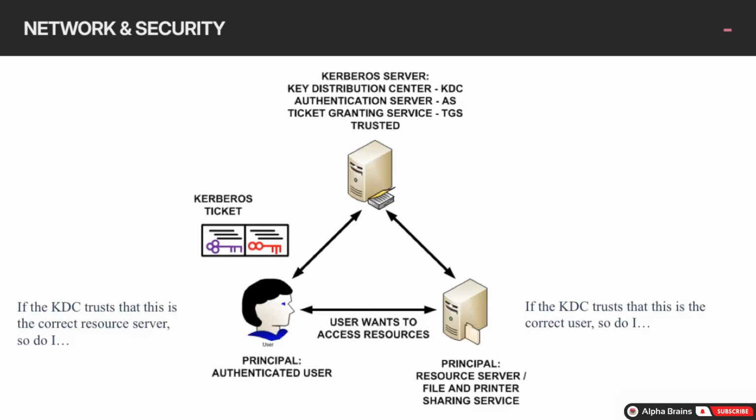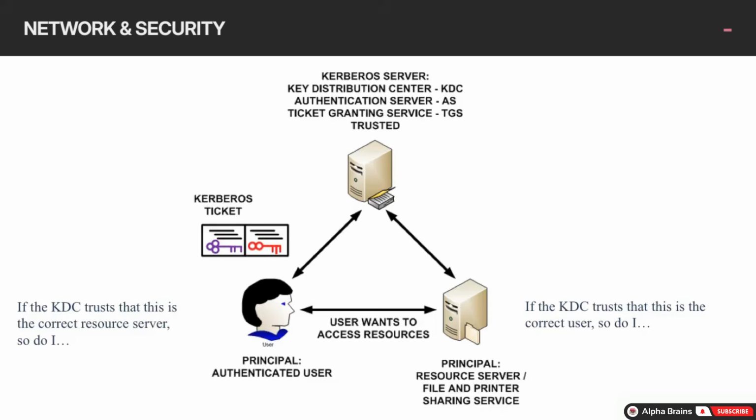The second head is the principal, the authenticated user, that's the consumer of resources. And the third head is the principal that is the resource itself. In this case, we're talking about, for example, a file and printer sharing service. So these would be the 3 heads that are represented by Kerberos. The KDC is the trusted component. That's the source of the trust. And it establishes this security boundary, this realm, of trusted principals. Those are users and resources, or primarily the nature of the principals we're interested in.